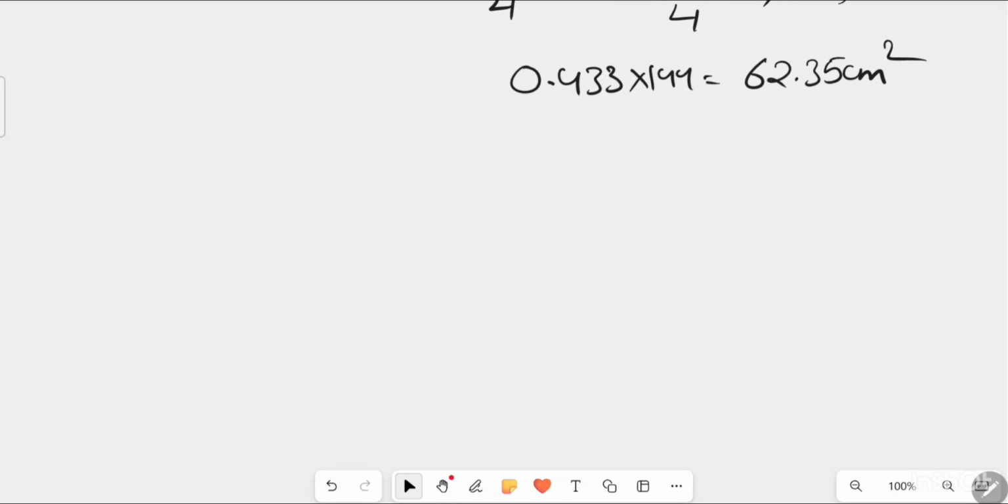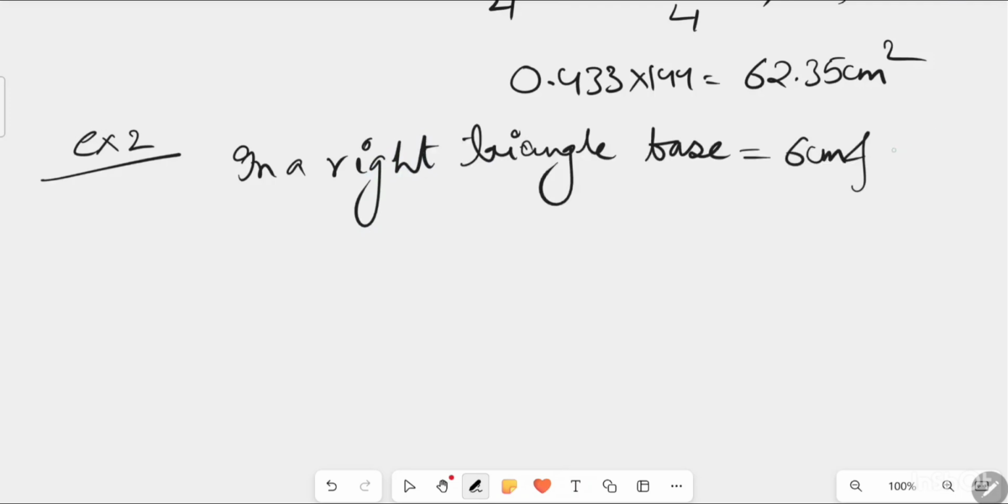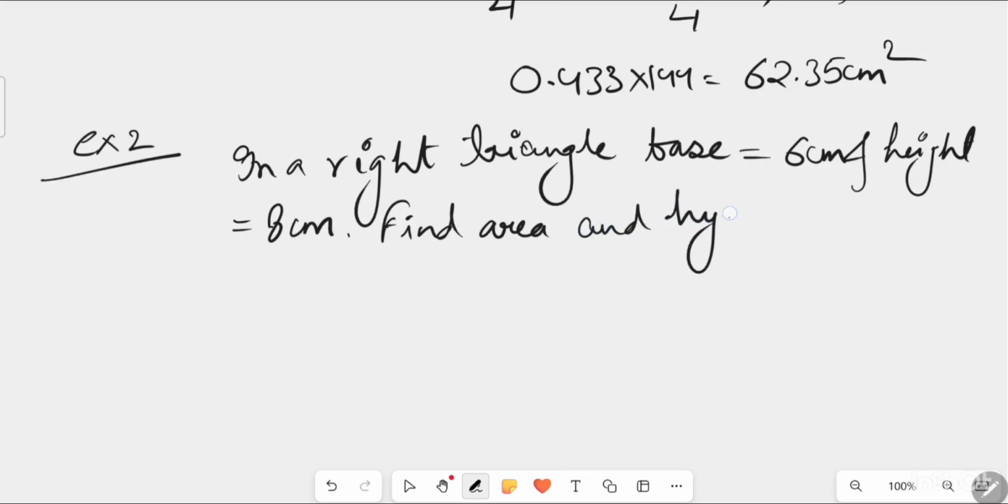Now example 2, it is a PYQ. In a right triangle, base is 6 centimeter and height is 8 centimeter. Find area and hypotenuse.